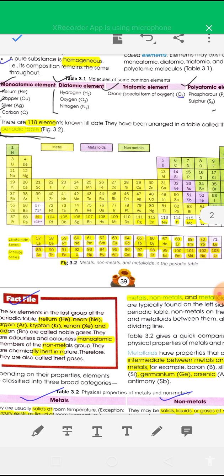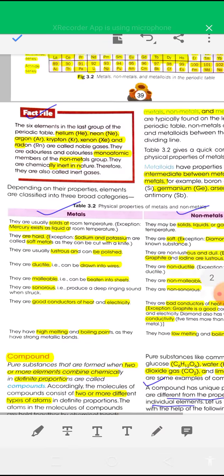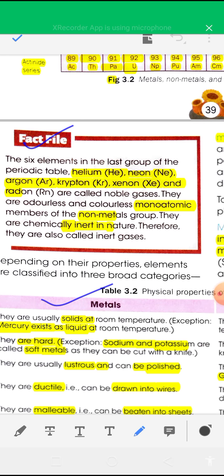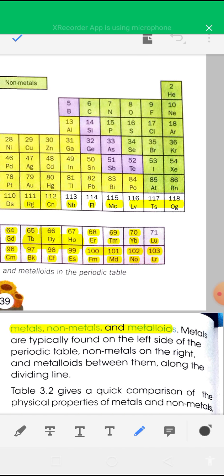Okay, so in this periodic table there are a total of 18 vertical columns, that is, 18 groups, and there are a total of 7 horizontal rows, that is, 7 periods. Here one fact is given: the sixth element in the last group of the periodic table, these six elements are known as noble or inert gases.